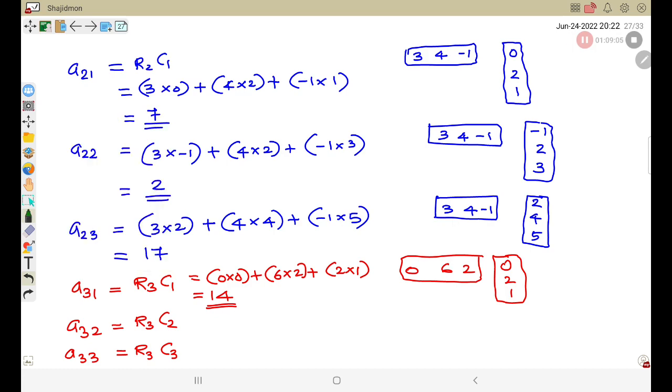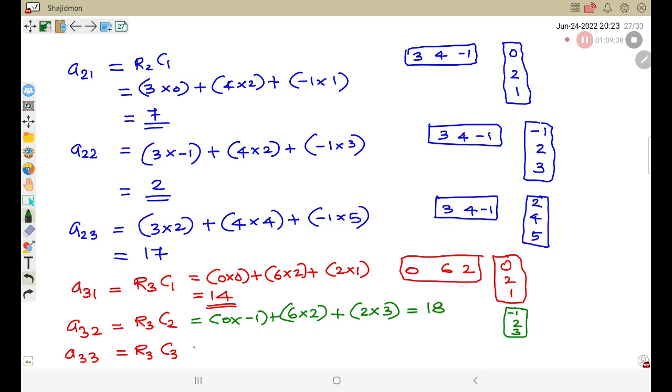Now same way, row 3, column number 2. Row 3 same, column number 2 means minus 1, 2, 3. So equals 0 multiply minus 1 plus 6 multiply 2 plus 2 multiply 3, correct? You will get 6 multiply 2 means 12, plus 2 multiply 3 means 6, so 18.